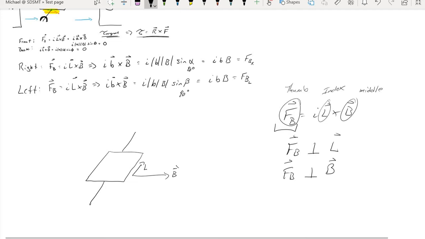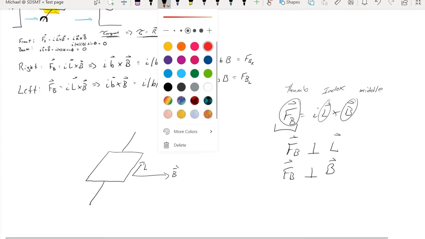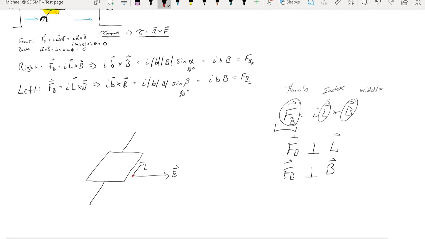So what we need to do is point our index finger in the direction of L, rotate our hand so that we can get our middle finger pointing to the right. And then the only way that I can get my thumb to point perpendicular to those two vectors without breaking anything is to have the resulting force pointing down. So there will be a force acting on the right hand side of this coil, and it will be pulling down on the coil.